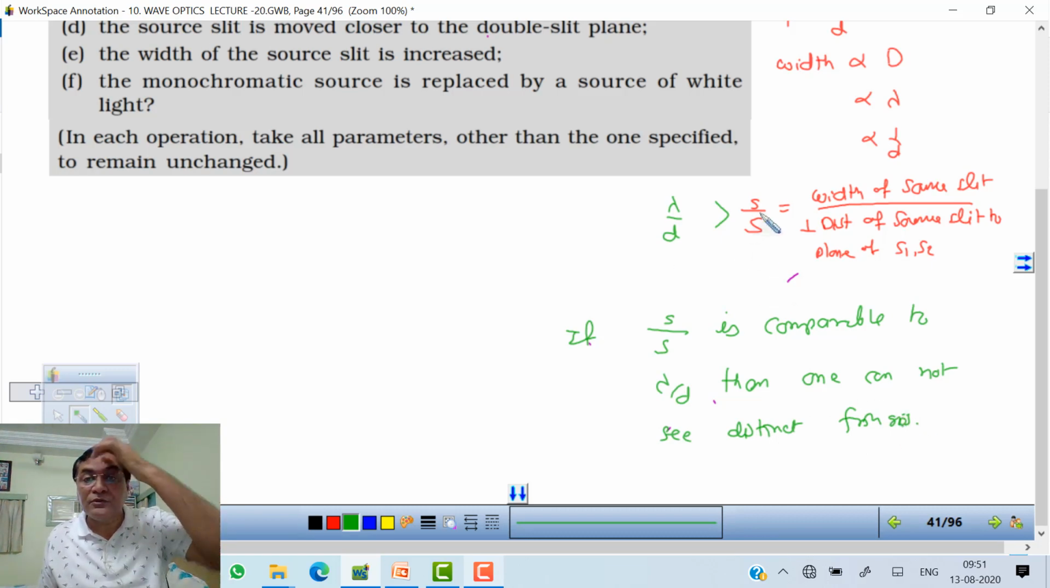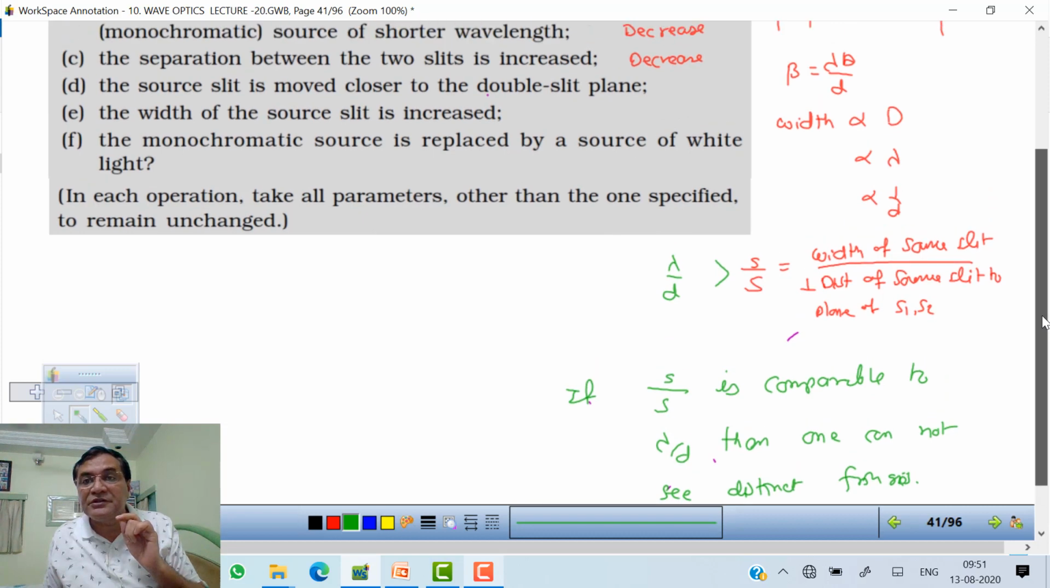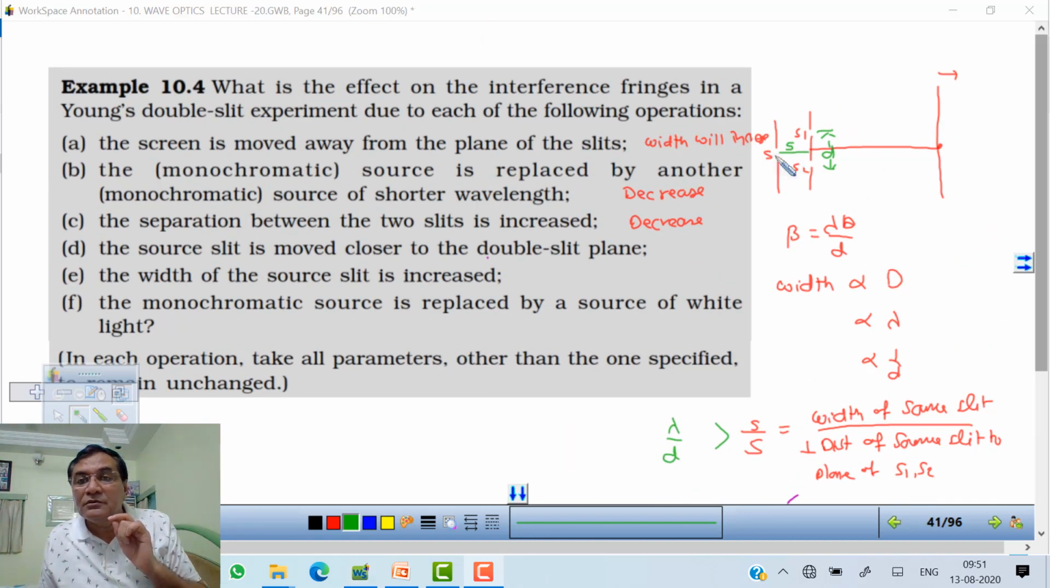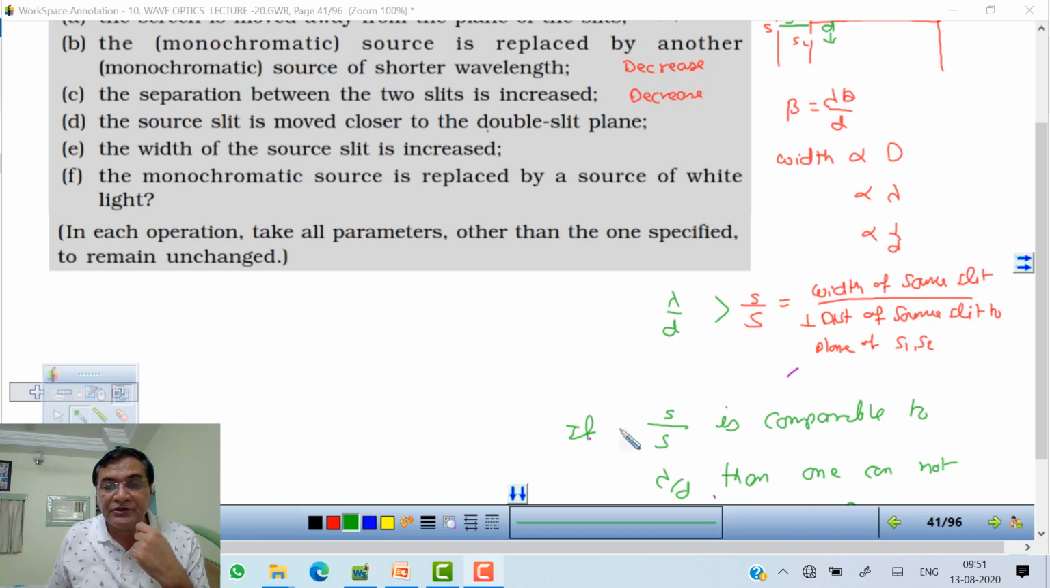The reason is that the slit is very close, so the fringes that I get will overlap each other. You cannot see distinct fringes. This is not discussed in the text part, so remember this part. The width of the source slit is increased. If I increase small s, again you get the same condition. You will not see the distinct fringes.